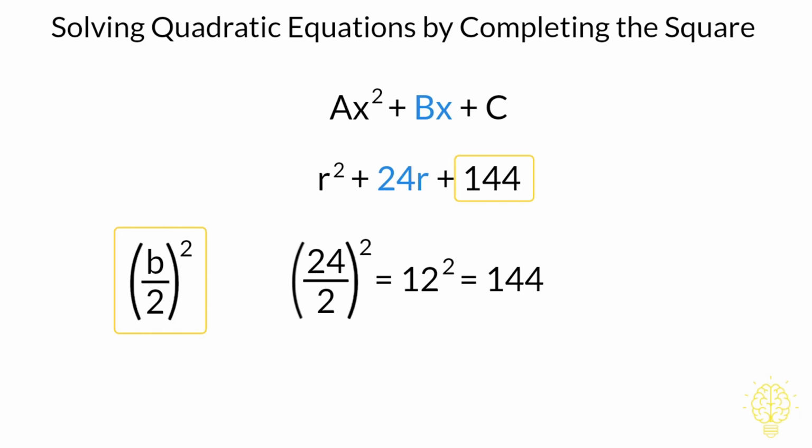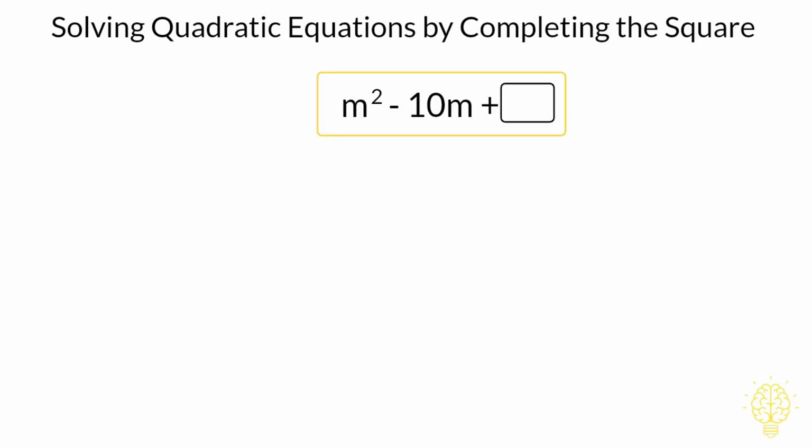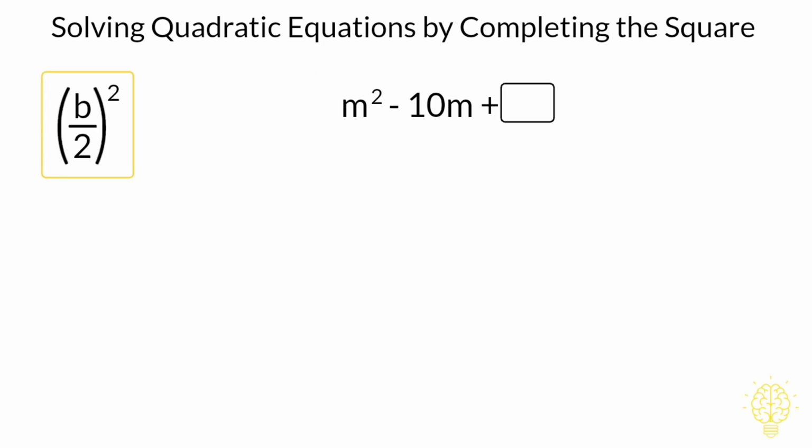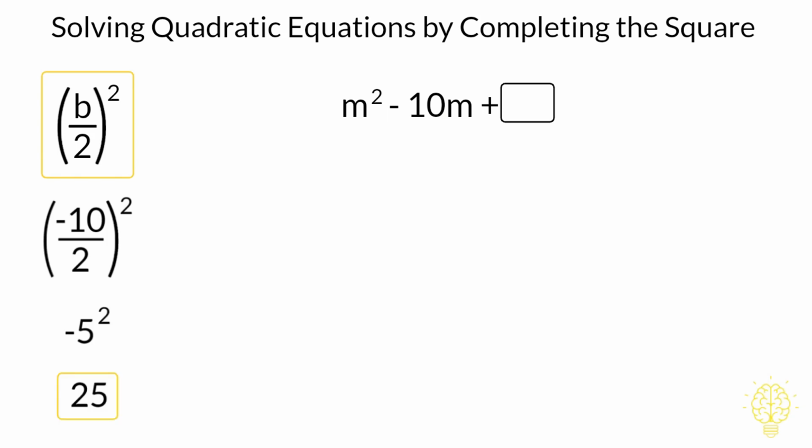Let's try another. We have m squared minus 10m plus something, and we need to complete the square. To do that, we take half of our b term and square it. Half of negative 10 is negative 5, and negative 5 times negative 5 is positive 25. So to complete the square, we add 25 here.